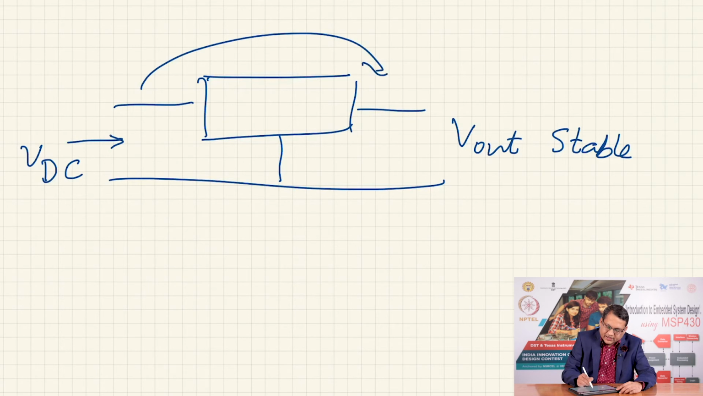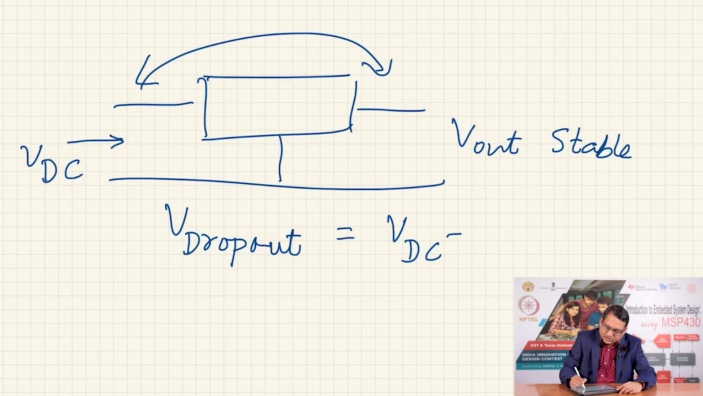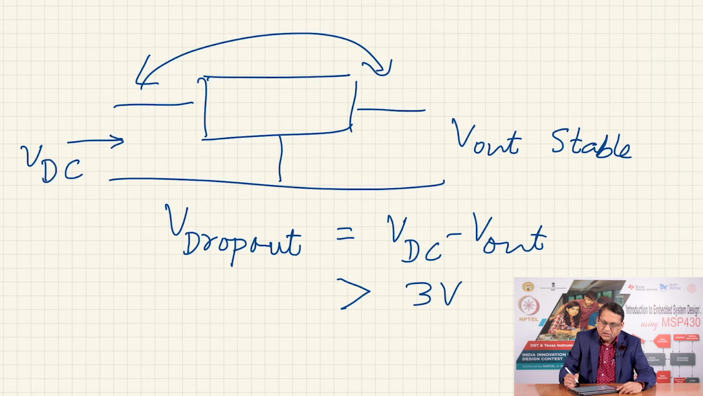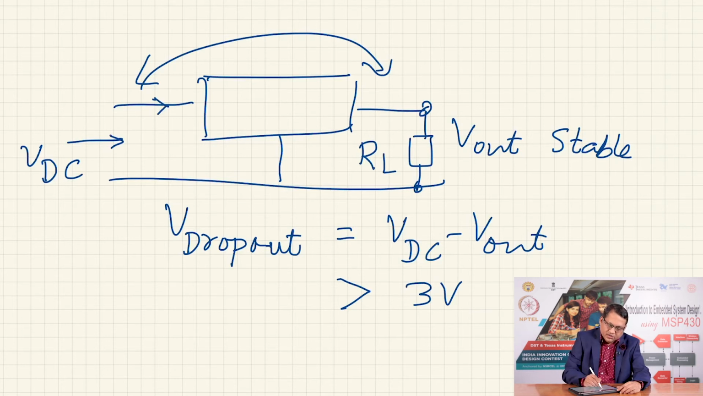The difference between this and this is called dropout, V dropout, which is equal to VDC minus V out, and V dropout has to be greater than 3 volts for these 7/8 series of regulators. Also, even if I have not connected any load, if this is the place where I could connect load, you will find that these linear regulators consume some current, and this is called the quiescent current.